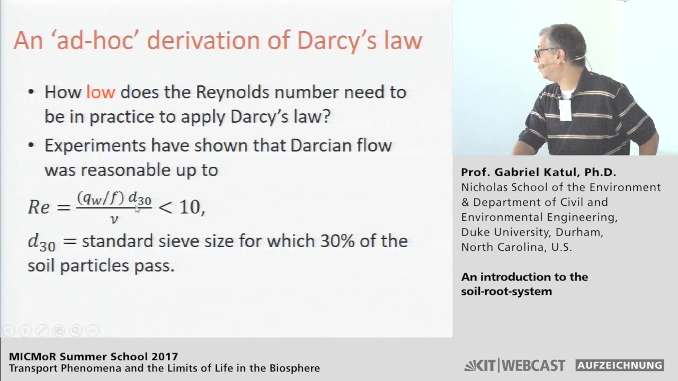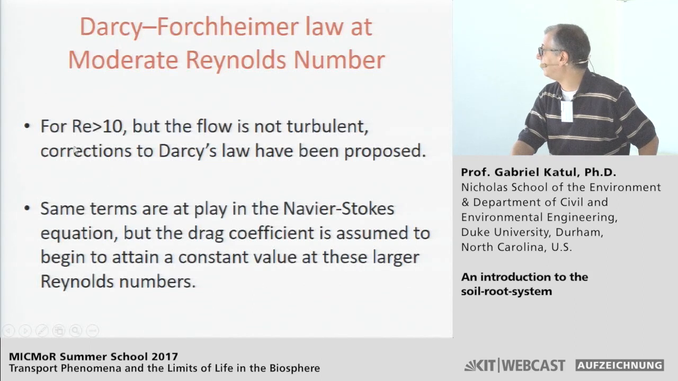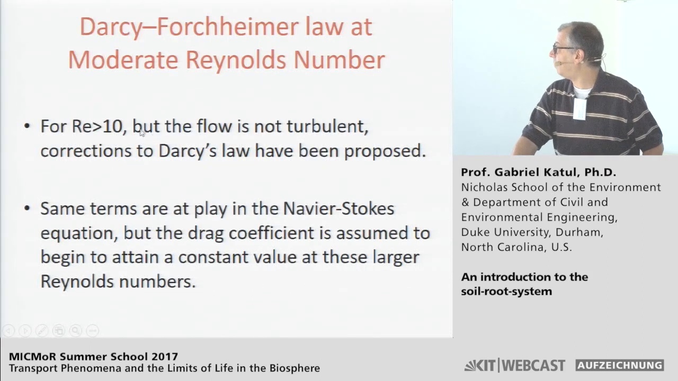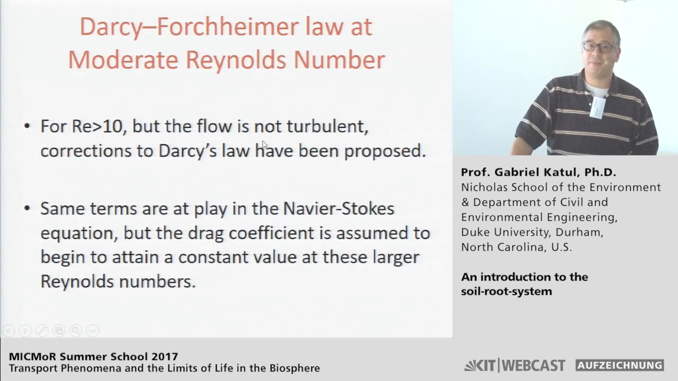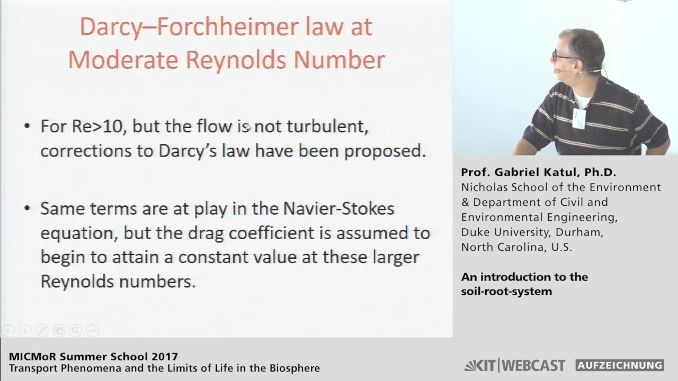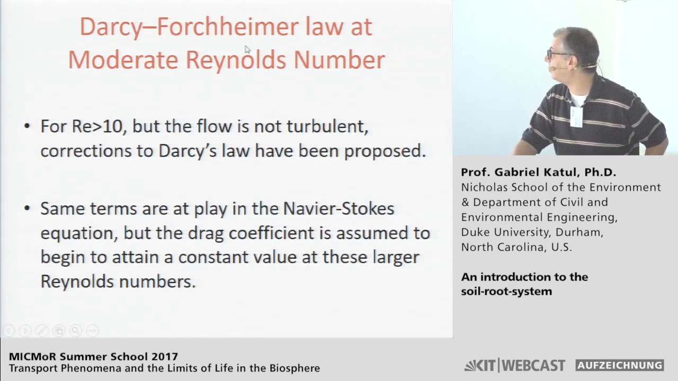Okay, so this is the reasonable approximation to use Darcy's law over. Now, I should say what happens if Re is a little bit bigger than 10, but the flow is certainly not turbulent. The flow is certainly far from being turbulent. We can simply say that we might do a minor correction to Darcy's law to allow for a slightly higher Reynolds number, and that has been done by Forchheimer.